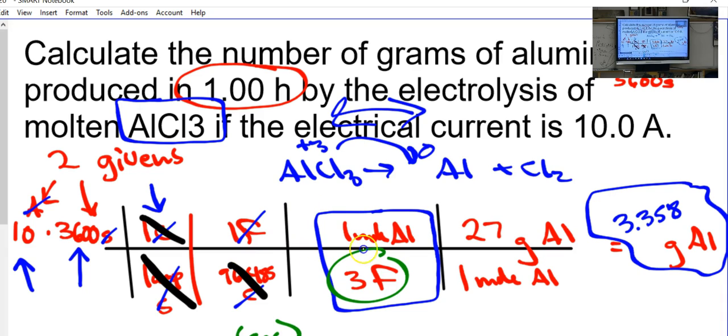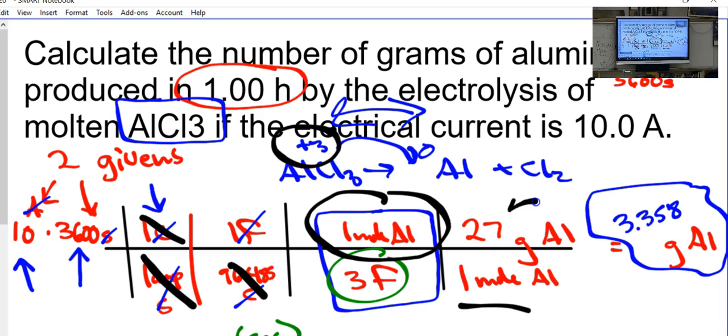Well, the Faraday is related to the moles, and it's 3 moving from the Al plus 3 to the Al. So 3 Faradays, or 3 electrons transferred, for every 1 mole of aluminum. And once we get to moles, every one of us should know what to do from there. We then can get rid of moles on the bottom and put the molar mass on top. And we can find out that under those conditions, we can get 3.358 grams of aluminum.